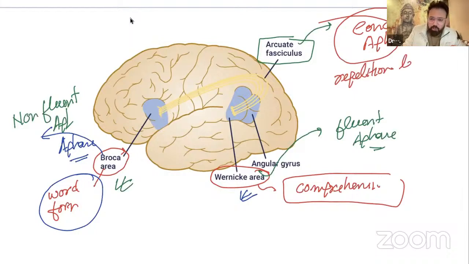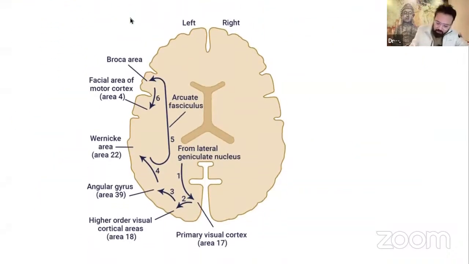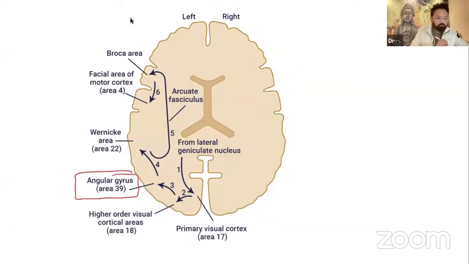Repetition is gone. If I say just repeat the same sentence, whatever I told you, you cannot repeat that. It is called conduction aphasia, doctors. Okay. Now one more aphasia. If the lesion is of angular gyrus, it is called anomic aphasia.